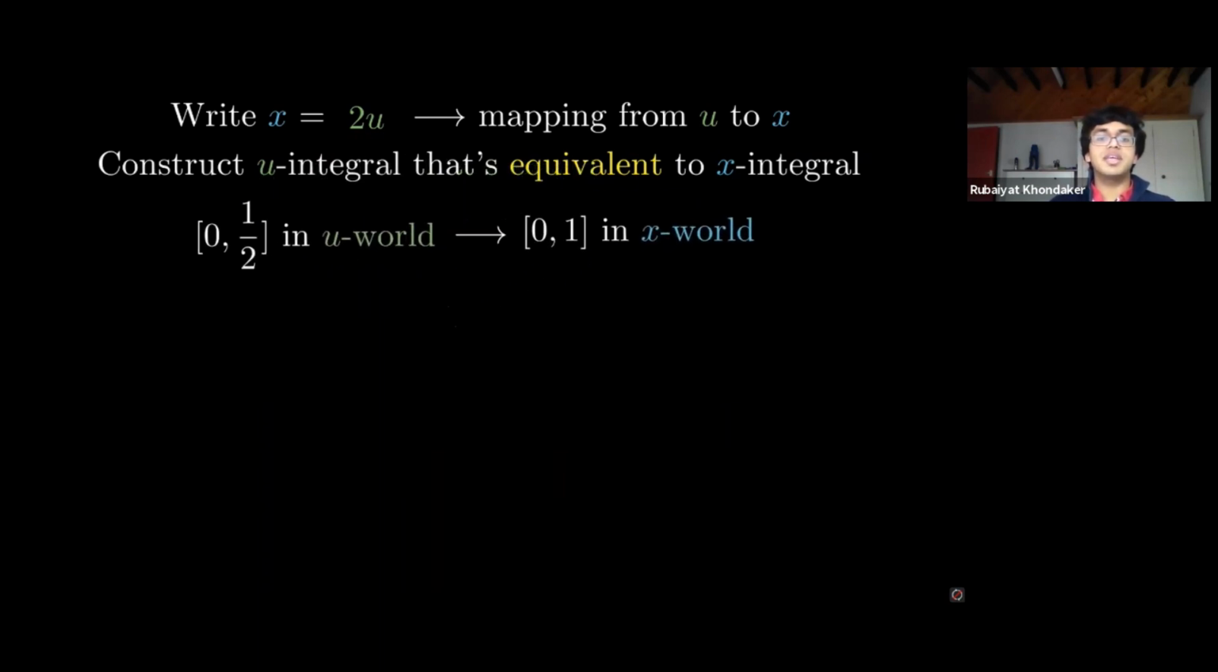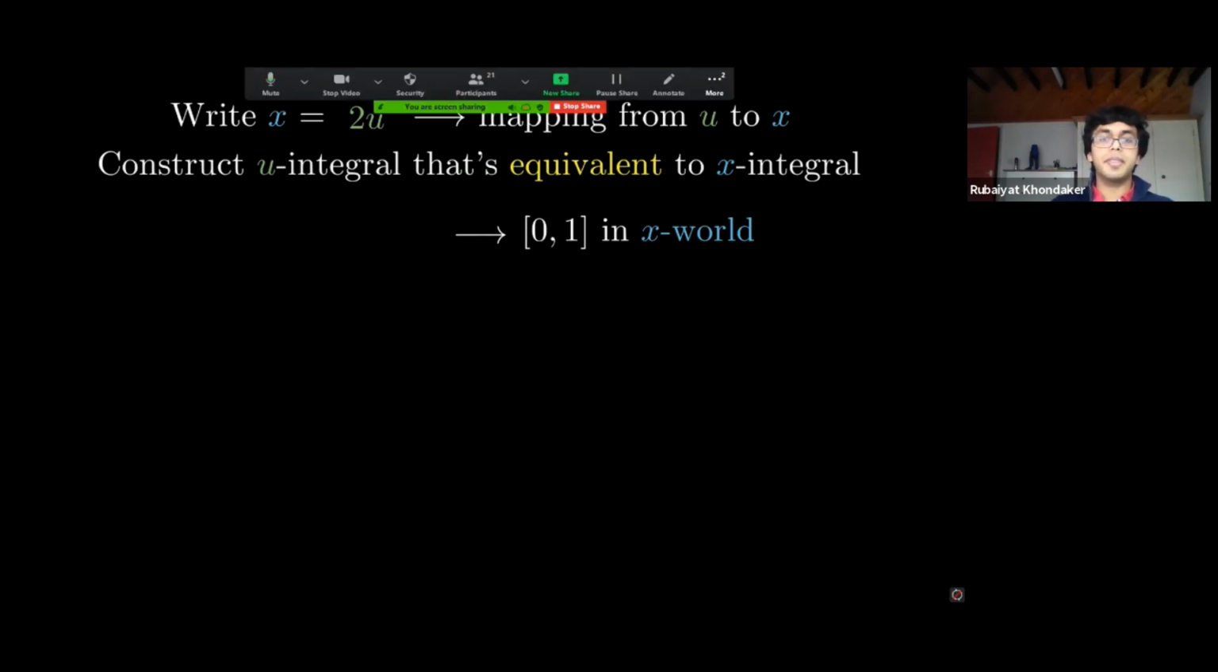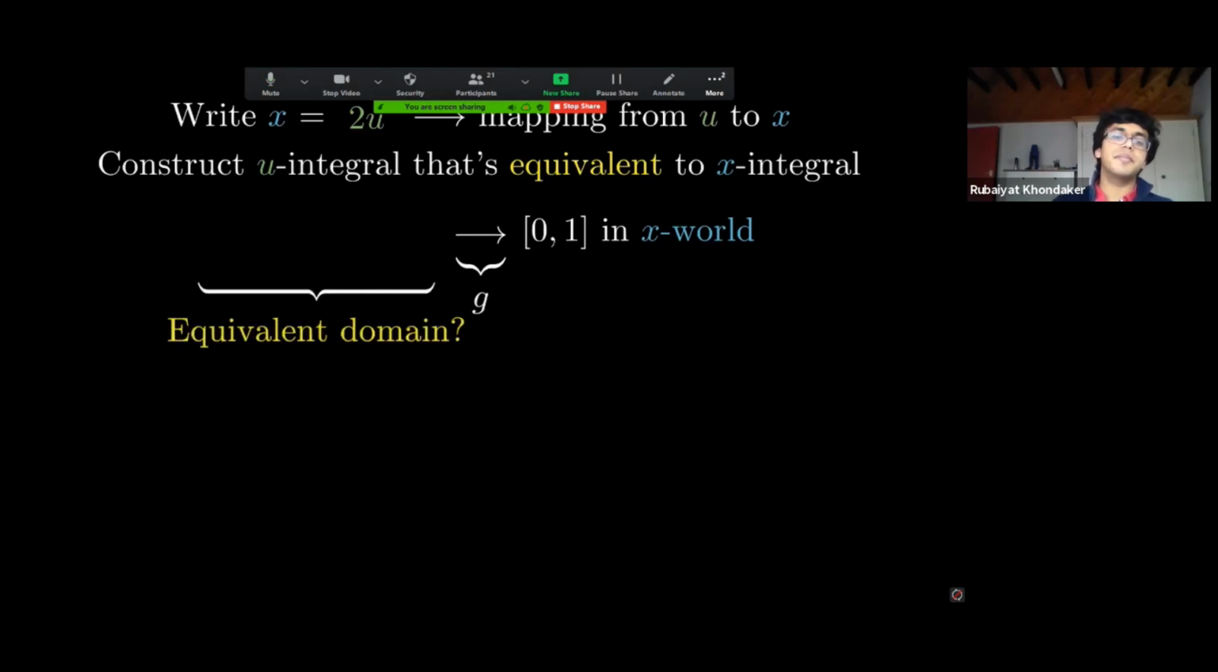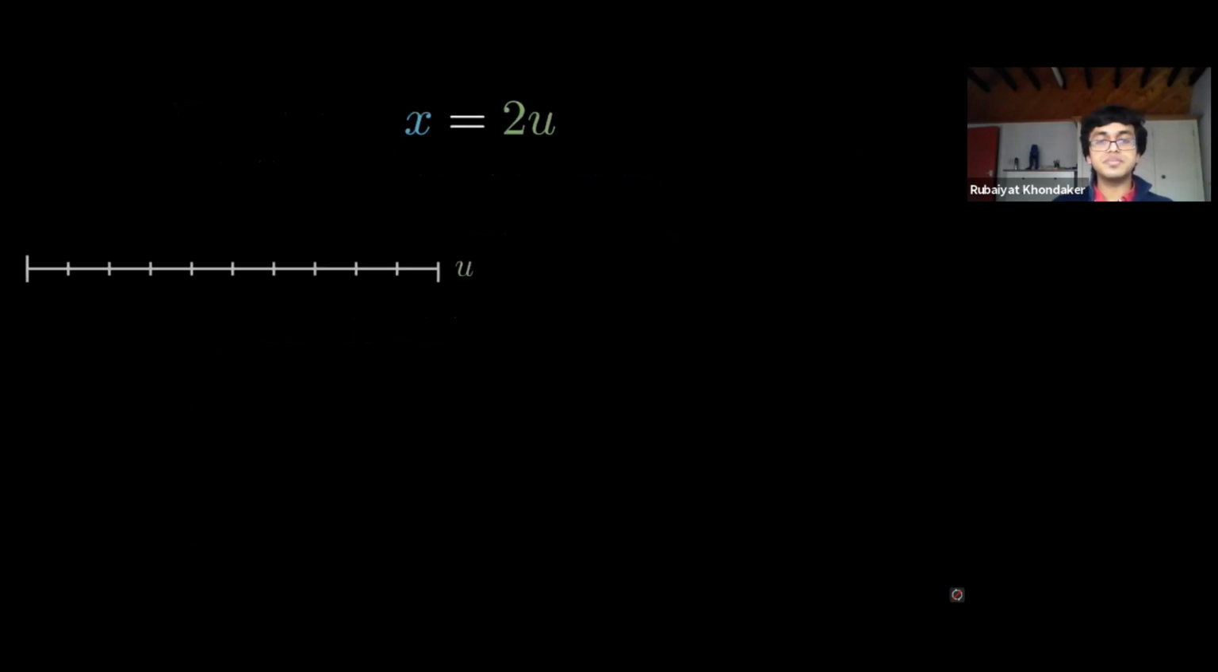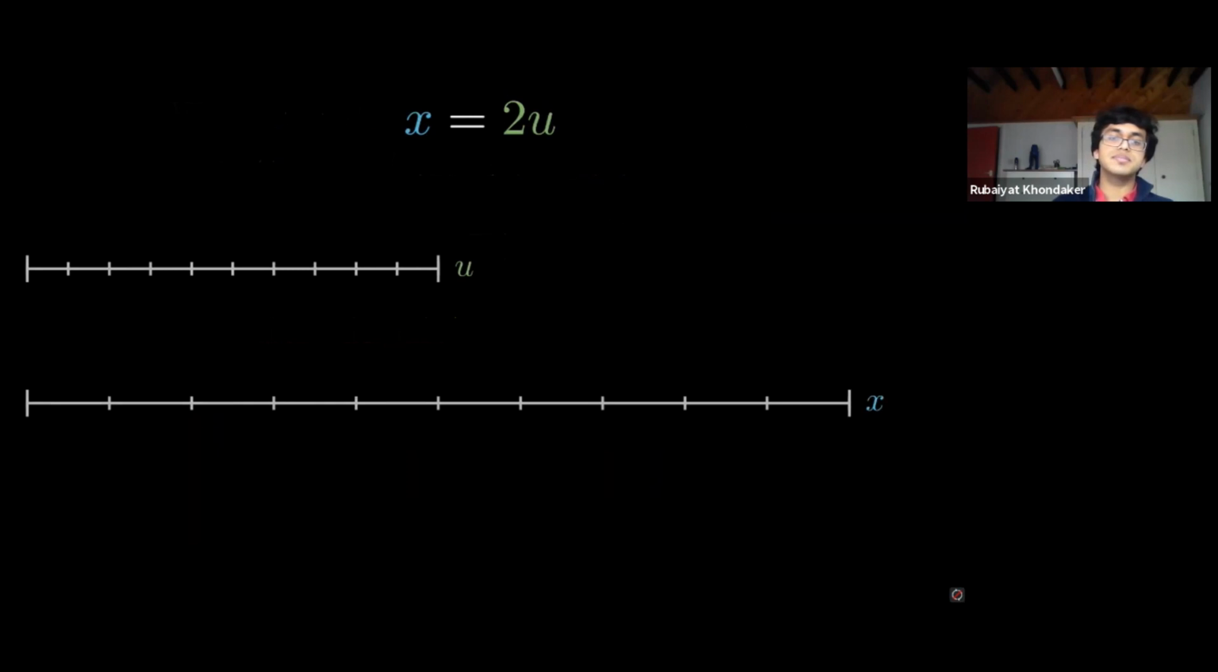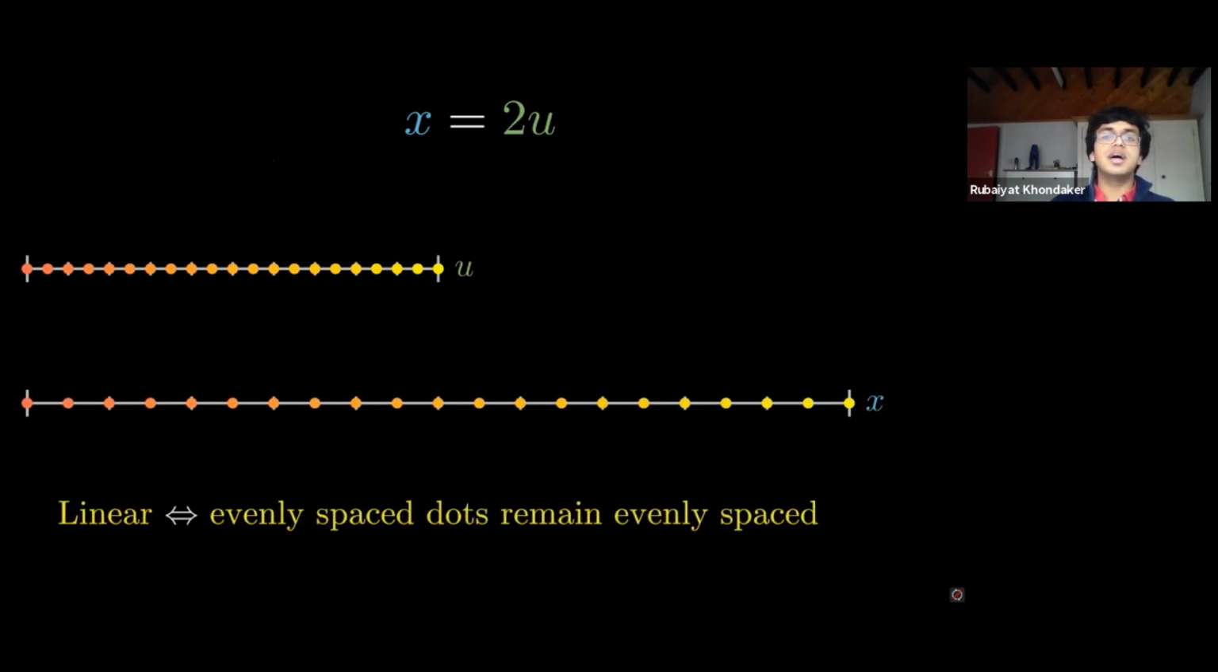Another way of thinking about that is, you have your target domain here, and you're applying g here. You're wondering, what's the equivalent domain then? Okay, so we've got x equals 2u. We're mapping from u to x. And this transformation here is linear. In this case, in one dimension, linear means evenly spaced dots remain evenly spaced. So any width gets transformed to twice the width. And that's the correct width in the x world.